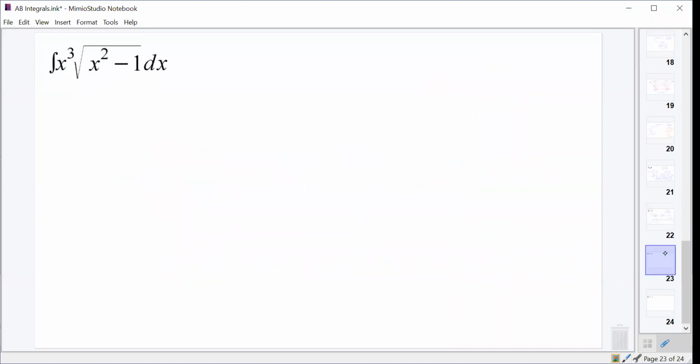All right. We have x cubed times the square root of x squared minus 1 dx. What do you think u should be?